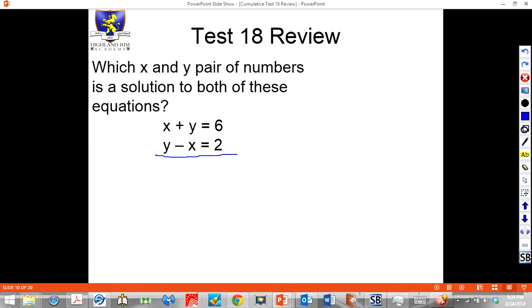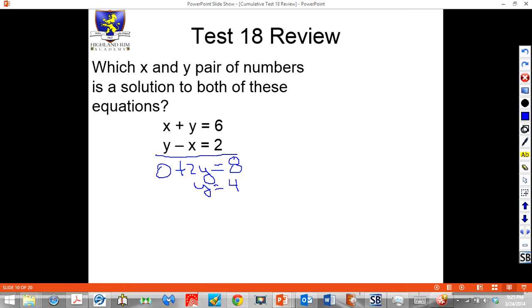Okay. So what we have here is x plus negative x, which is going to be 0. y plus y is going to be plus 2y. And that's going to be equal to 8, since 2 plus 6 is 8. So that means divide both sides by 2, and y is equal to 4.